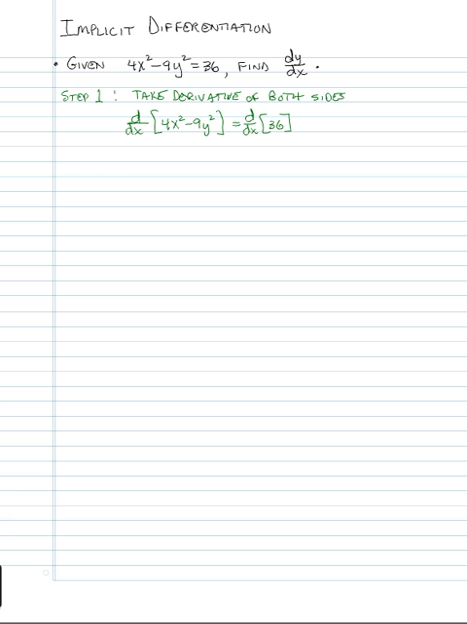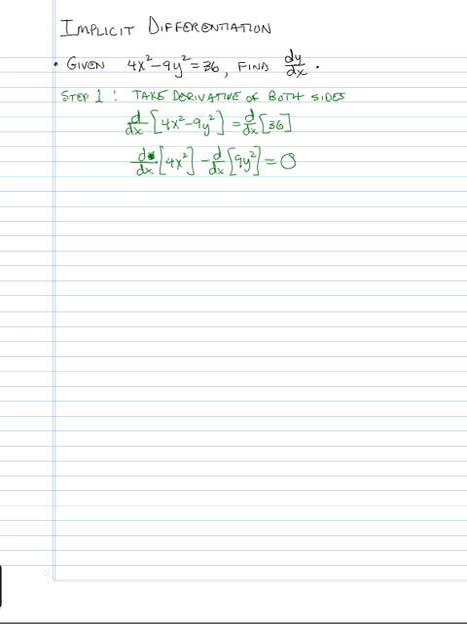And as we saw previously, when we take the derivative of the left side, that's a derivative of the difference. So that's the difference of derivatives. So that ends up being the derivative of 4x squared minus the derivative of 9y squared, both with respect to x. And of course the derivative of the constant 36 is just 0 again.